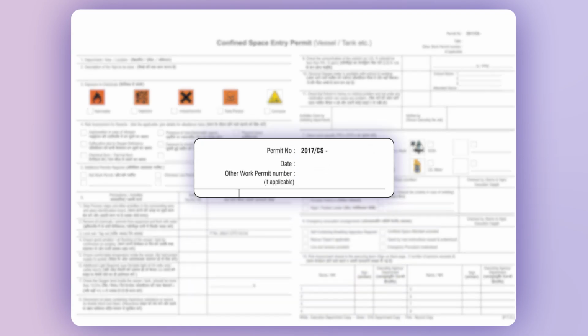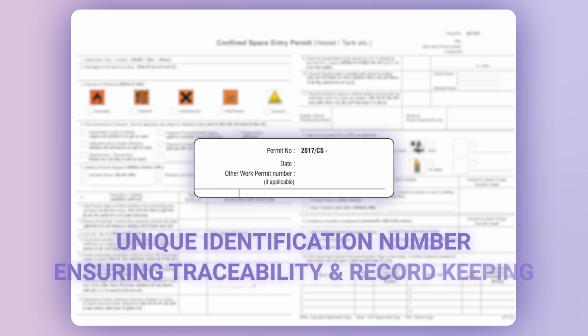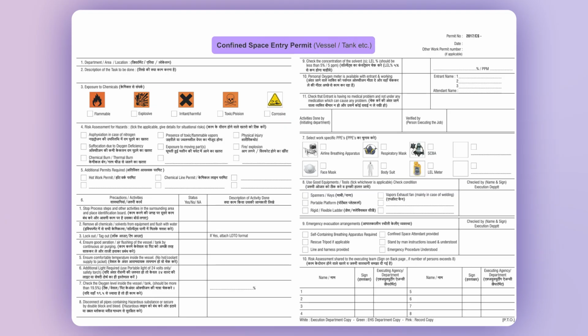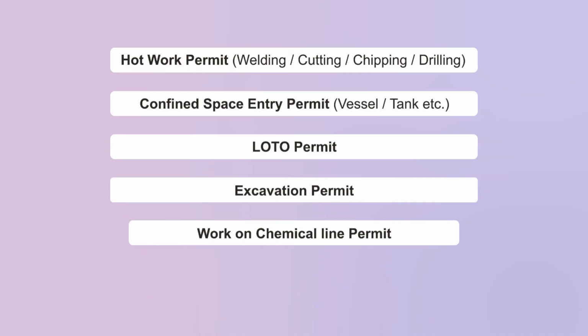Number 1. Permit identification and basic information. This includes permit serial number. It's a unique identification number to ensure traceability and record keeping. Type of PTW. The specific type of PTW being issued is mentioned on it, like hot work, confined space entry, electrical work, excavation, etc.